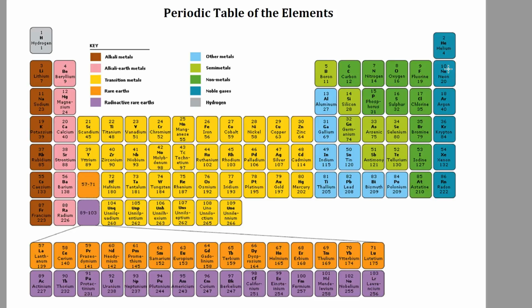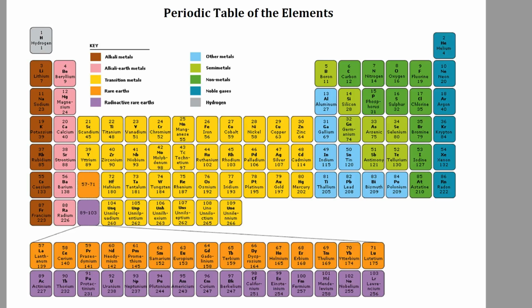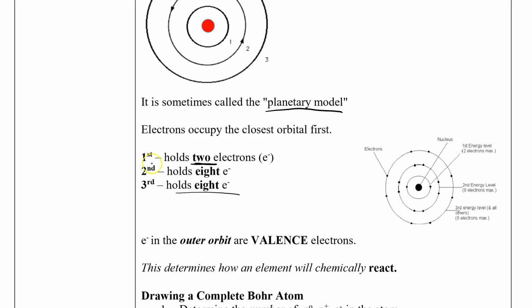That's so great. In the third orbit, so just going back to our notes here, the third orbit also holds 8. Let's count how many elements are in that period. So first period, second period, third period. 1, 2, 3, 4, 5, 6, 7, 8. There are 8. So we're only going to talk about the first 3 periods.